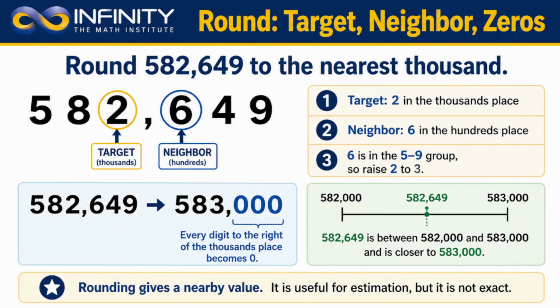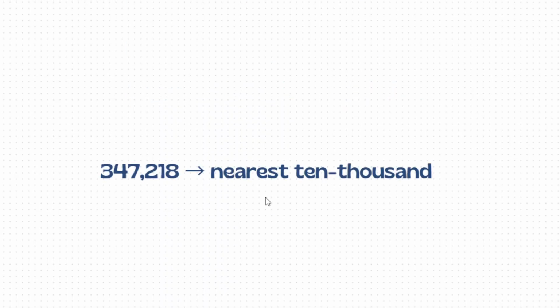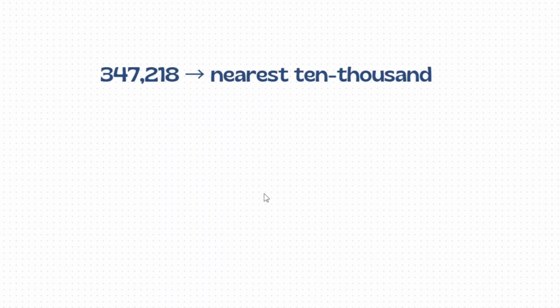So, would you like to try one? Why don't you round this number, 347,218, to the nearest 10,000. Identify the target and then identify the neighbor. After you've identified the target, then the neighbor, please type your result into the chat.